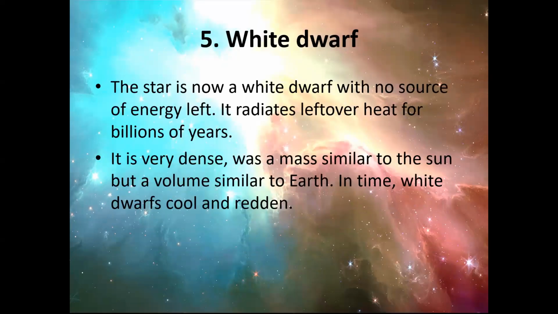Next, the white dwarf. Basically the star is now a white dwarf and it has no energy left, because it's fused all of those atoms. Now it's got no energy left, and it radiates just leftover heat for billions of years. So pretty much it is a dead star. It is very dense. The mass is similar to the sun, but the volume is similar to Earth. So white dwarfs will then cool and turn to a red color.